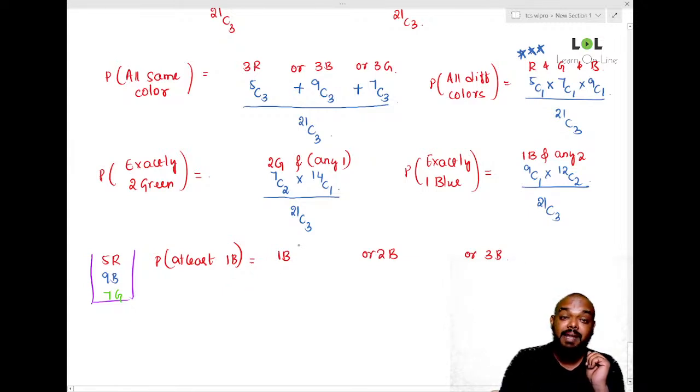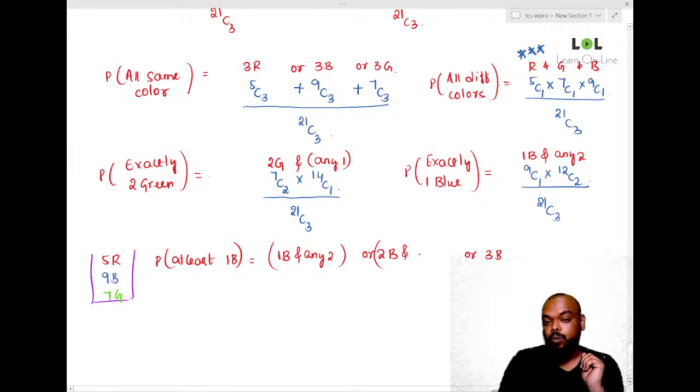Agree? But when I pick one blue, I still need 2 more marbles. It means any two. These two must be from green and red. Again, when I pick 2 blue, I need any one extra. And finally, 3 blue means we are picking 3 marbles anyway. We can stop there. Now look at the solution.